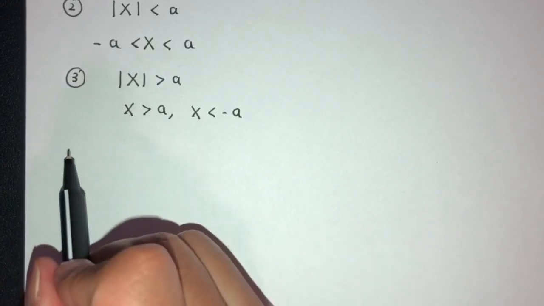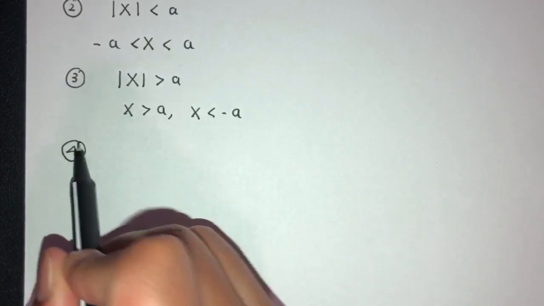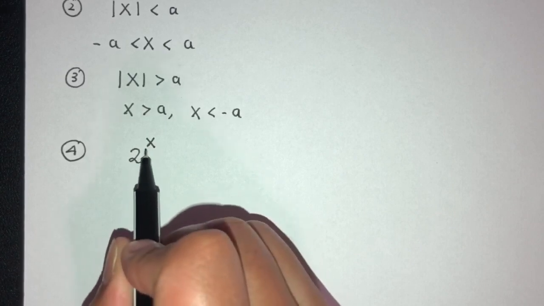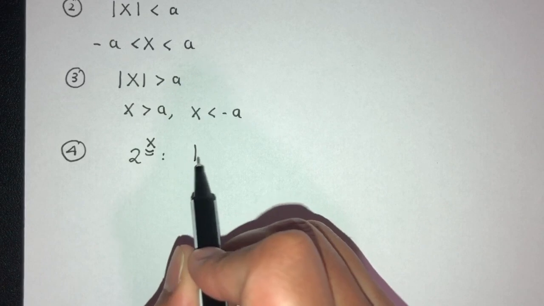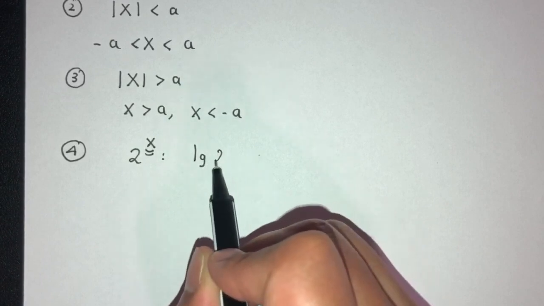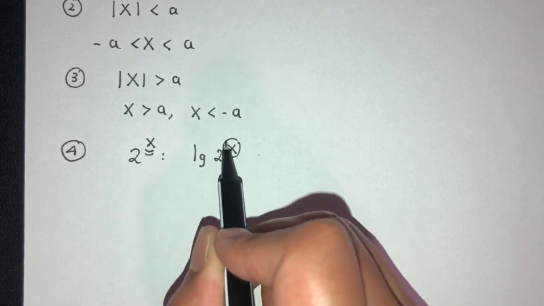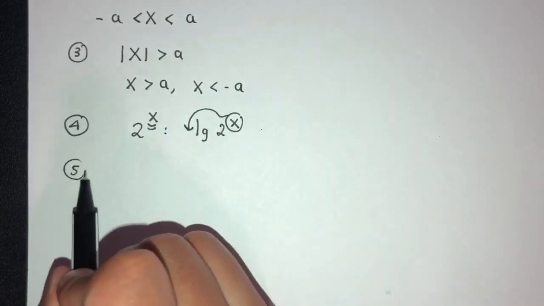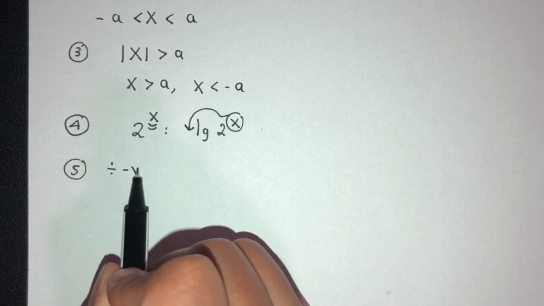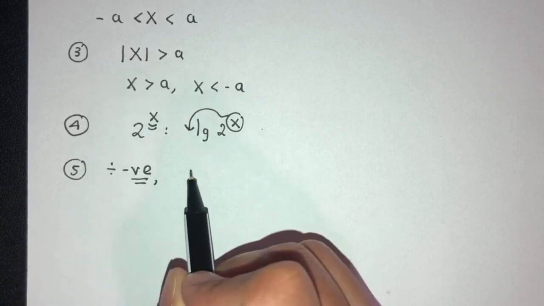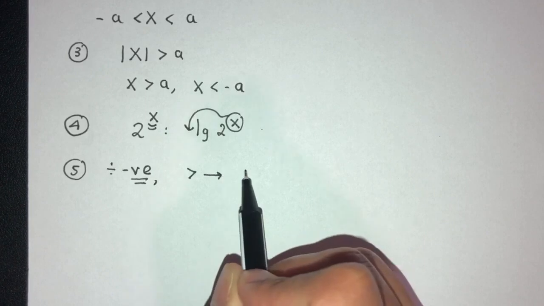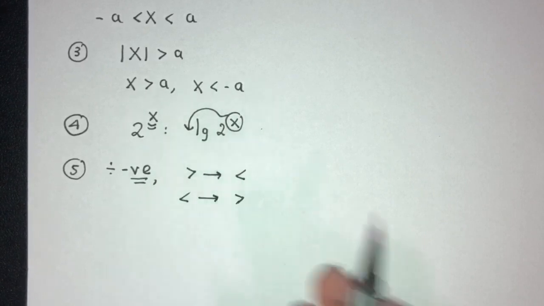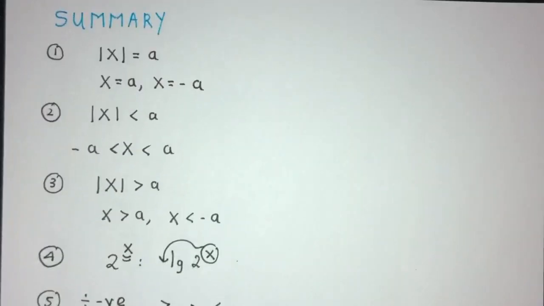Great. Now number 4, which is also useful, let's say we have 2 power x. So to make x become the subject, we have to apply log on both sides of the equation so that we can bring this x in front. Number 5, when you divide by a negative value, the sign from more than will change to less than, and the sign from less than will change to more than.